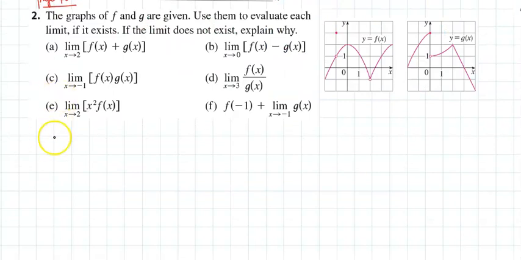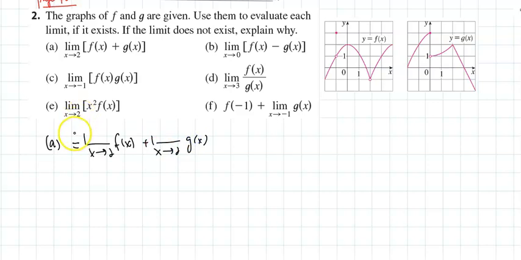So if I take A, for example, I'm going to say that limit is going to equal the limit as x approaches 2 of f of x plus the limit as x approaches 2 of g of x. Only on this section, I would like you to state that you used limit law number 1 to be able to do that. And now it's simply a matter of y values. We did that already on 1.1. There's the graph of f of x and there's the graph of g of x.